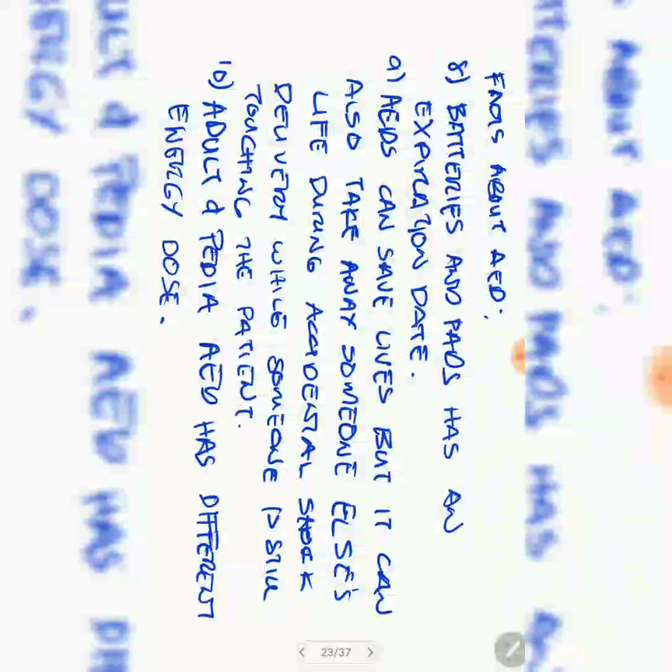D. Batteries and pads have an expiration date. AEDs can save lives, but it can also take away someone else's life during accidental shock delivery while someone is still touching the patient. So please be careful. And then adult and pediatric AEDs have different energy doses.